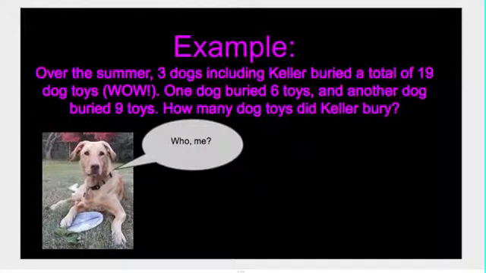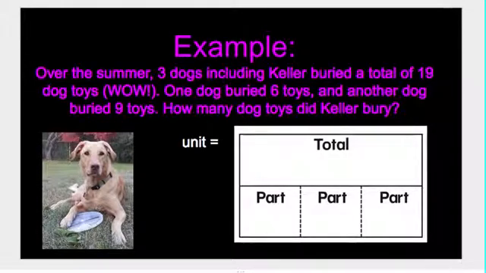Let's take a look at an example so we can practice making parts and totals diagrams and also using our addends and our story solving problem skills too. Over the summer, 3 dogs, including my own dog Keller, buried a total of 19 dog toys. One dog buried 6 toys and another dog buried 9 toys. How many dog toys did Keller bury? Totally guilty here.